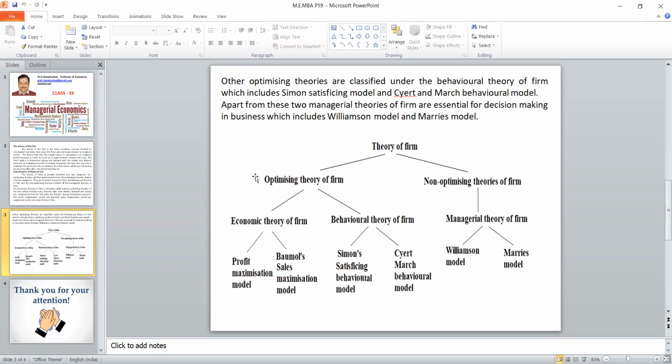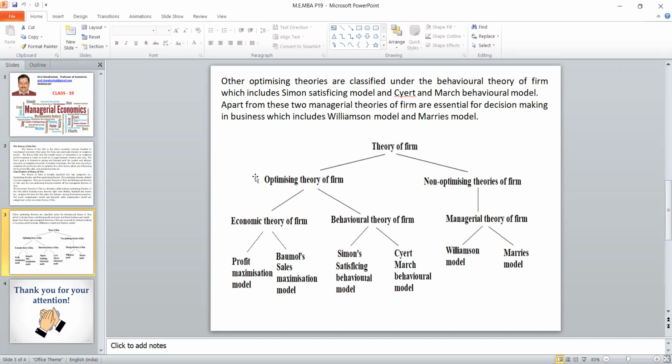So all these things have been explained in the Baumol-March model. Apart from these two, there are some non-optimizing theories which are categorized as managerial theory of firm. There are a few theories. The most important are the Williamson model and the Morris model. In the Williamson model, they have included all factors of production and how to handle them. For that they have given some derivation. That is called the Williamson model.